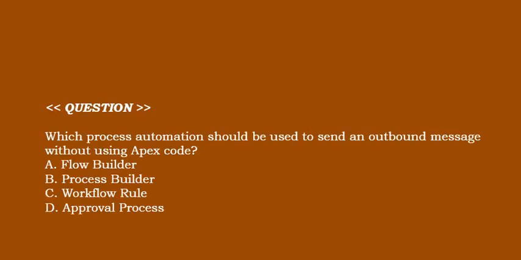Next question is which process and automation should be used to send an outbound message without using Apex code? Option A, Flow Builder. Option B, Process Builder. Option C, Workflow Rule. Option D, Approval Process. Correct answer is option C.